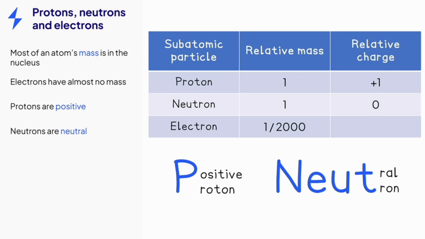Overall, atoms are not charged, which means that for every positive proton, there must be a negative electron. There is no trick for this one, you just need to remember that electrons are negative with a -1 charge.